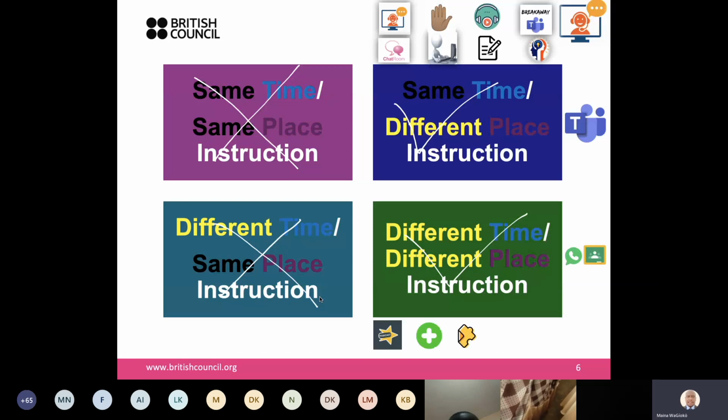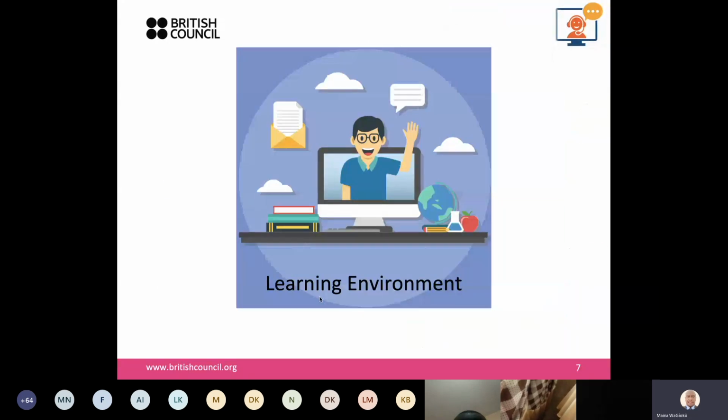For the different time, same place, we also have the Google Forms. Google Forms, we will be using them for questions, for quizzes. And this will also be accessible through the Google Classroom and the WhatsApp.